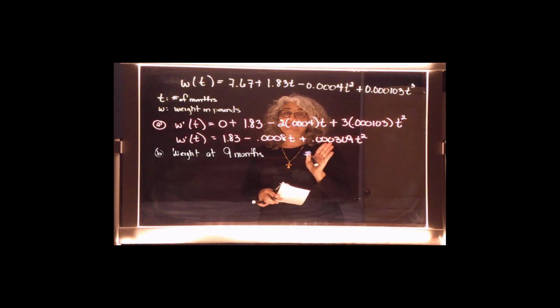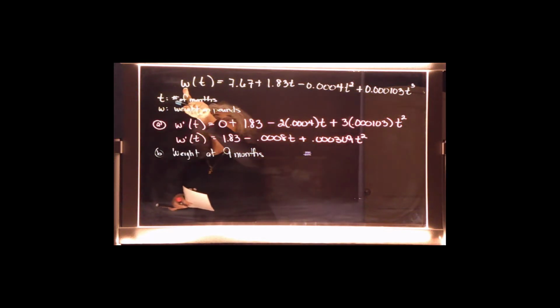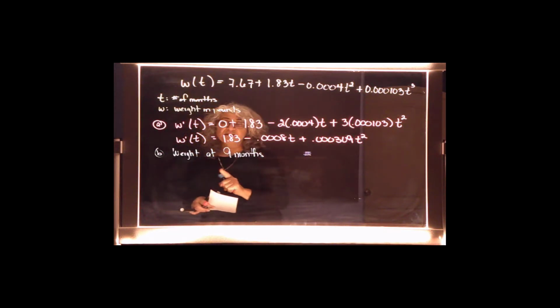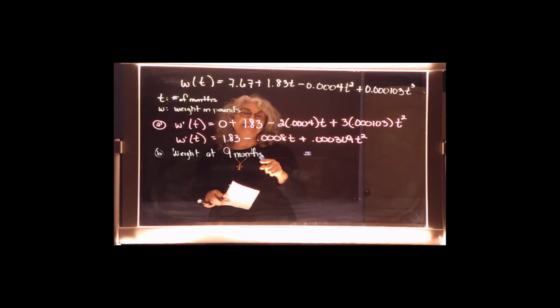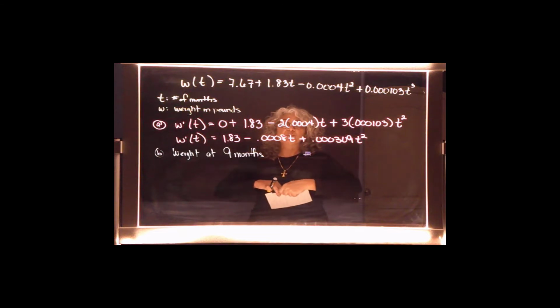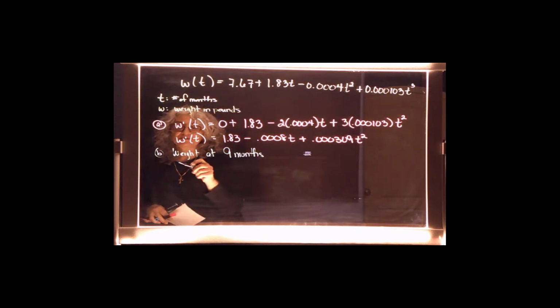Remember, all they're asking me to find is the weight. Good. I'm going to use the original one. Why? Because the original one talks about finding the weight. The one we found in part A is the rate of change of the weight. Part B isn't asking for the rate of change. It's asking for the actual weight at 9 months old. So we are going to find, using the original function, w of 9.